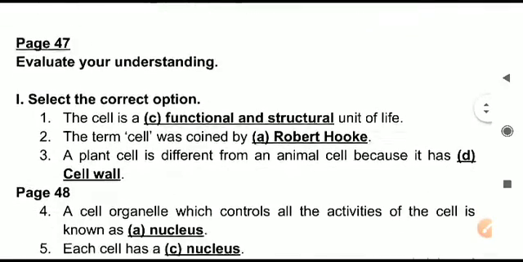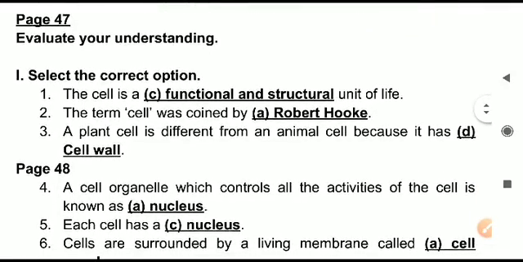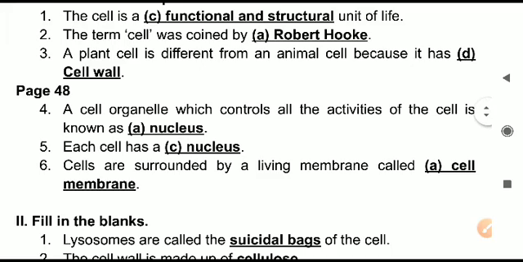Next comes the main exercise of the book, that is from page 47. Select the correct option. In this, only the correct option has been mentioned. Like the first answer is C, functional and structural. Second answer is A, Robert Hooke, and third answer is D, cell wall. Question number 4 on the next page you can see in the book, the answer is option A, nucleus.